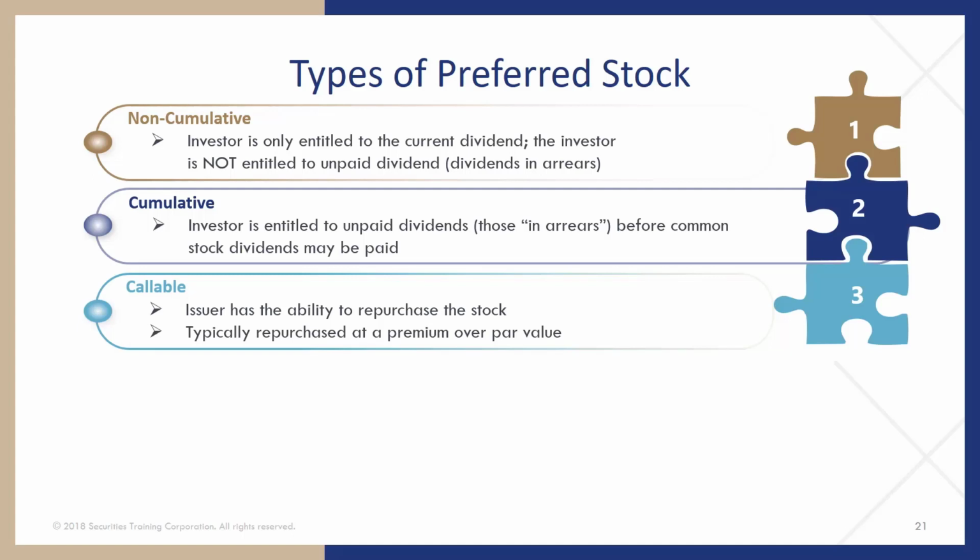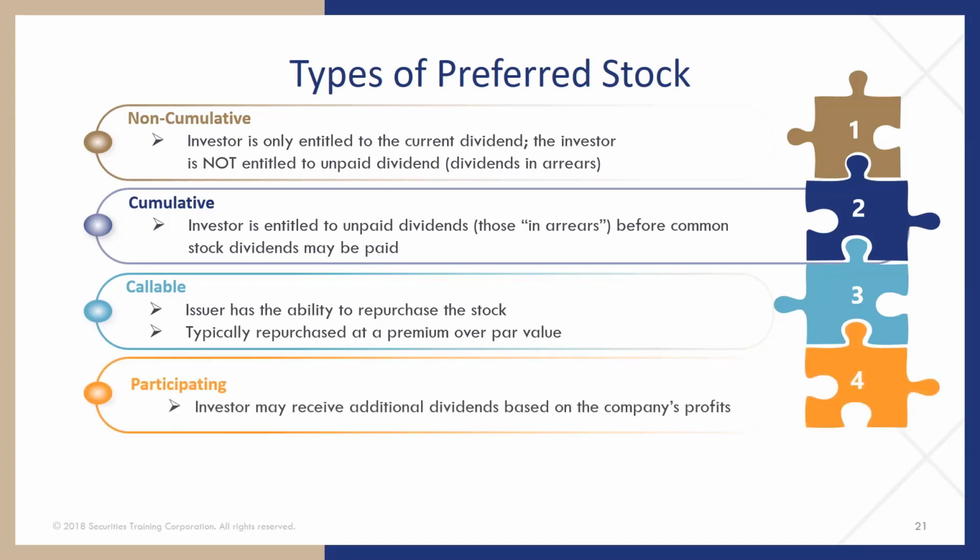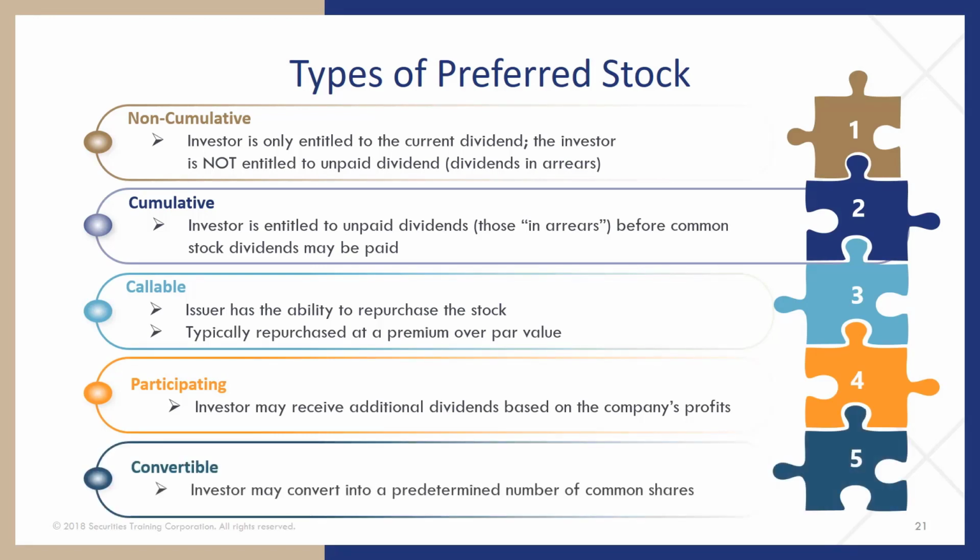Another characteristic can be participating, which allows, not requires, the investor to receive extra dividends. So if the dividend was normally $3 per year, if they had a good year and they were participating, the company could decide, if they wanted to, to pay a higher dividend. But most preferred stock is not participating. And last but not least is convertible preferred, which allows the holder who owns convertible shares of preferred stock to convert into common stock.